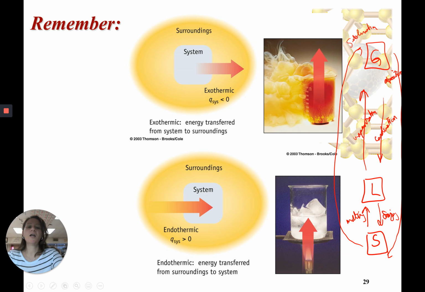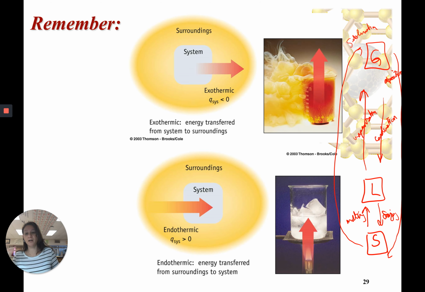So anytime you have a phase change where you are going down in potential energy, so going from a gas to a liquid, or a gas to a solid, or a liquid to a solid, you're going from a high potential energy to a lower potential energy, your substance has to release that extra energy, and so that would be an exothermic process. So condensation, freezing, and deposition are all exothermic.